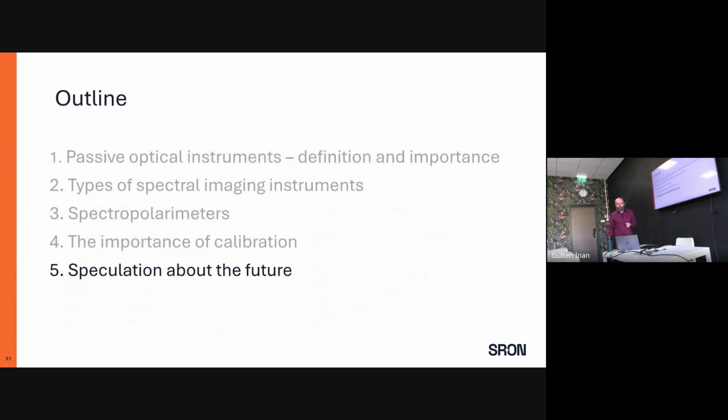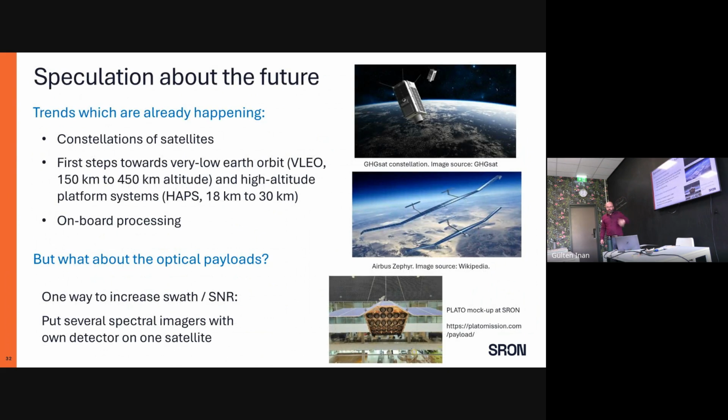Then on the speculation about the future, I have two slides, I think, three slides. There are some trends which are already happening, so they're obvious. I almost don't have to speculate about this. For example, we will have more constellations of satellites. Planet has something like 200 operational satellites. GHGSat, so we are more coming from the science side for atmospheric composition, has something like 12 instruments right now in space. So I think this will become even more.